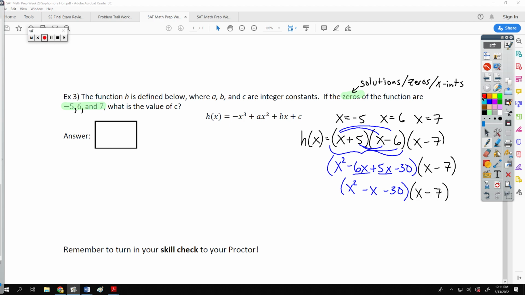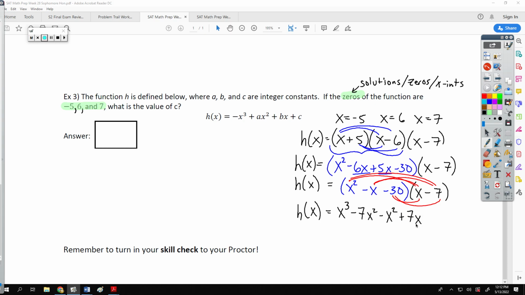And then we would be multiplying that out as well, which again is similar to FOILing. We need to make sure everything in the first set of parentheses multiplies everything in the second set of parentheses, which would give us x squared times x is x cubed. X squared times -7 is -7x squared. Negative x times x is negative x squared. Negative x times -7 is positive 7x. Negative 30 times x is negative 30x. Negative 30 times -7 is positive 210.